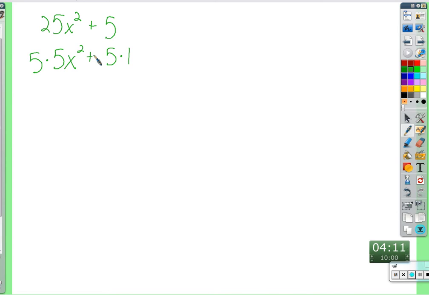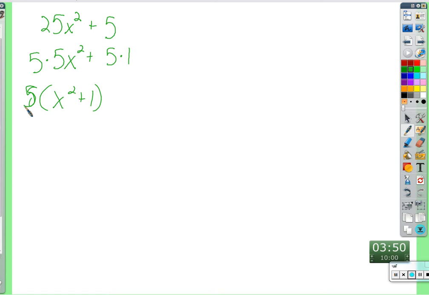Someone other than Derek, because he's been a superstar so far today. What's that look like when we pull out that factor of 5? X squared plus 1. We got the 5 on the outside. Make sure you don't disappear the 5. The 5 needs to stay there.